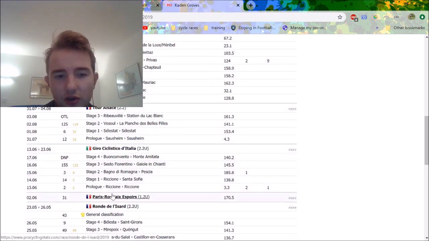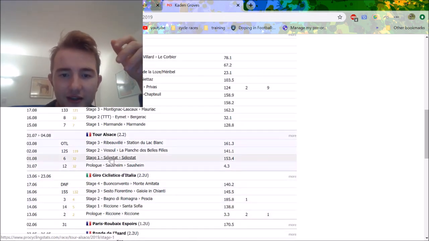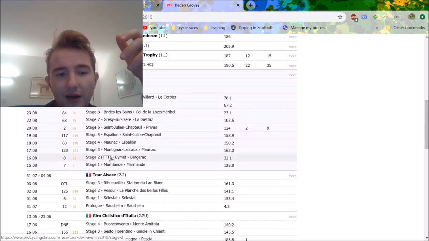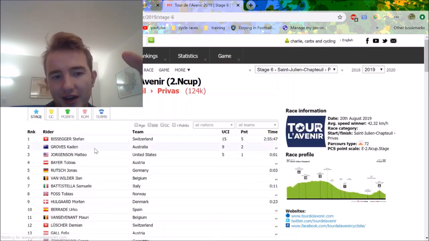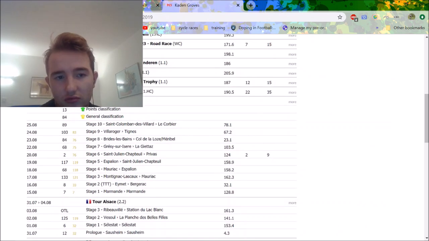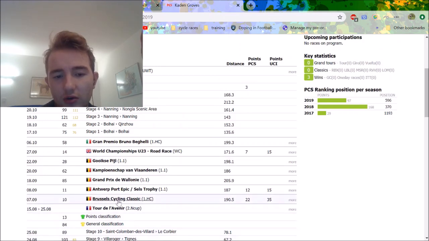And then Giro, came second on the prologue, third there, DNF. But again, Tour of Alsace, a hilly race, again another classic under 23 race. Tour de l'Avenir this year came 8th, 7th, second. That's good. Second in a Tour de l'Avenir stage is what you need. And he seems to be good on the hilly stuff as well, which is always promising. So maybe for the Australian national champs, he could do all right.